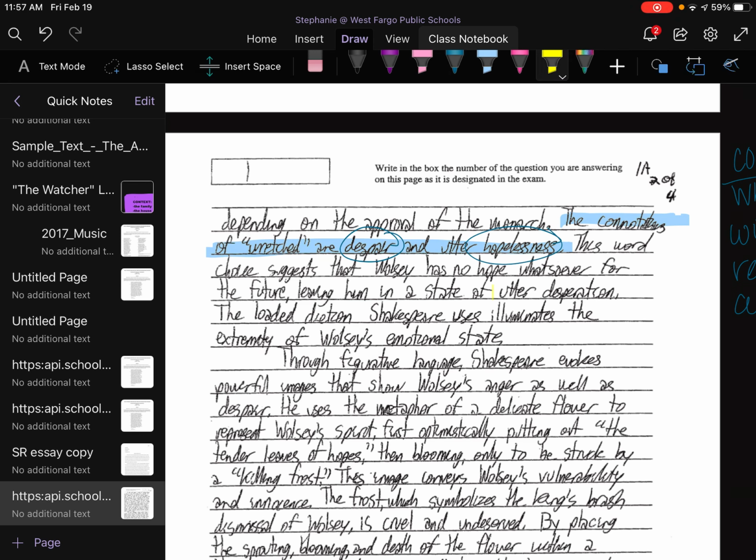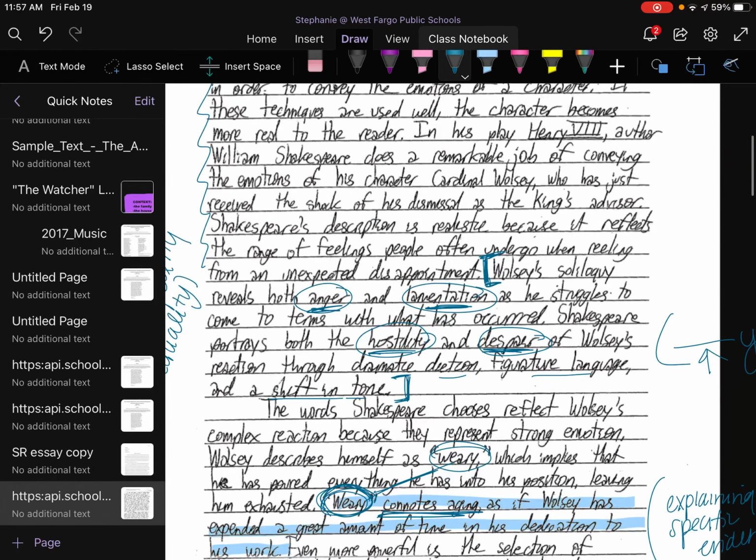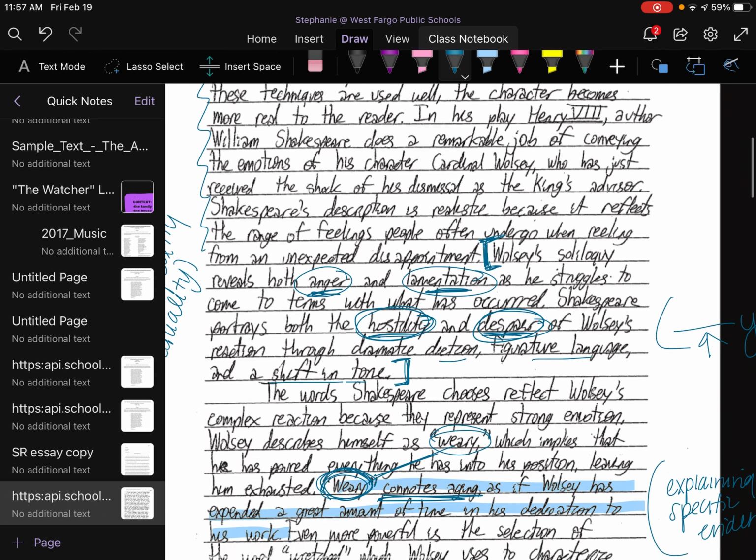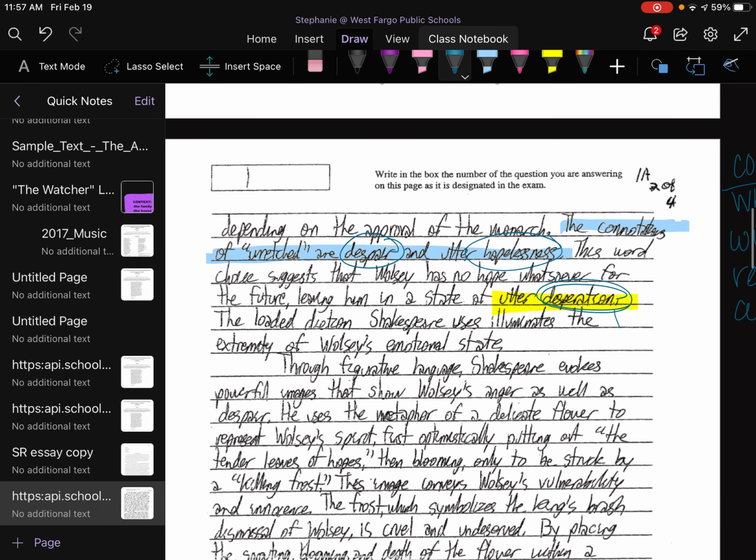So another thing here, remember their thesis? They were saying that he was hostile and despairing. Well, here's our desperation right here. It's just a different form of the same word, but there's the link to thesis.